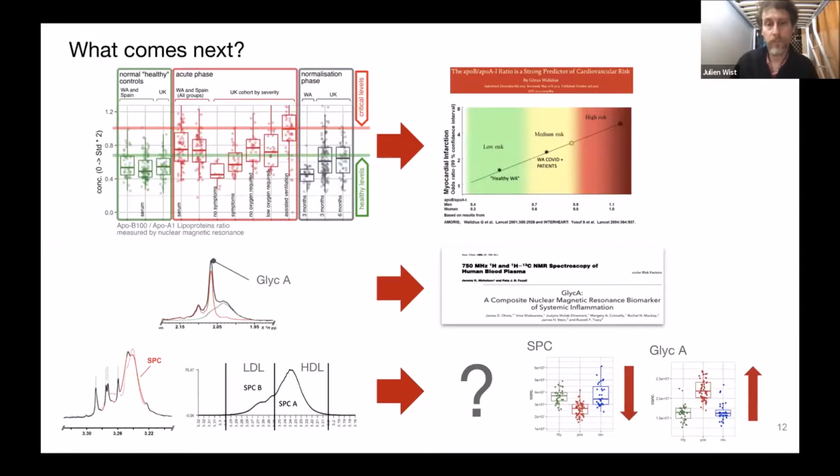So again, there is a lot of work to compile this information, and the next step is to show how this SPC peak is linked into a normal or healthy population, and see if we can link it to other inflammation processes, not only COVID-19.